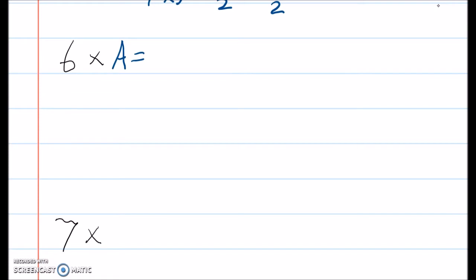Okay, so 6 times anything. The way I like to do it is I like to break down the 6 into 2 times 3. And so we can write 2 times anything times 3. Okay? So that is one way of doing it. It might help, it might not. It depends on the number that anything is.